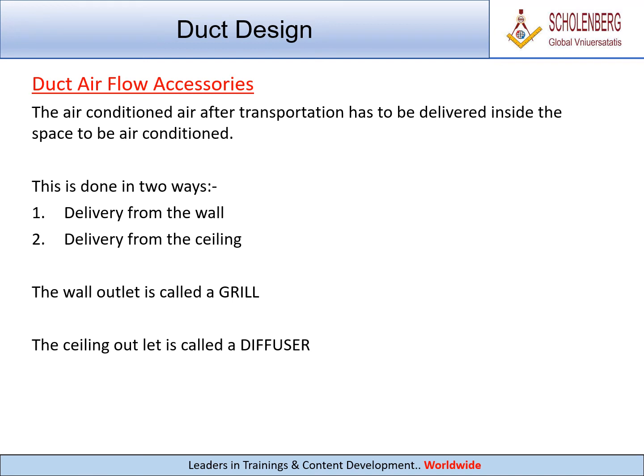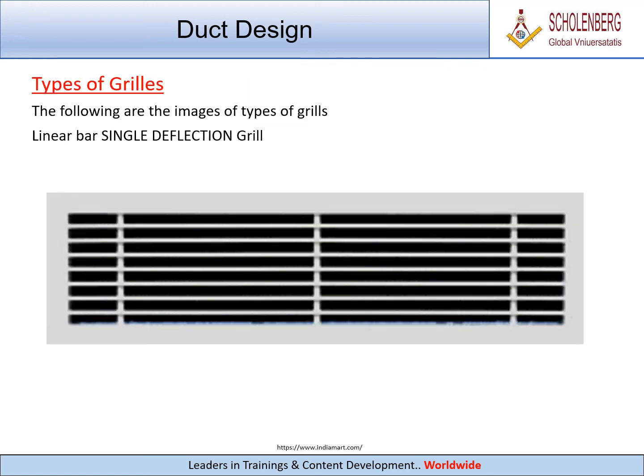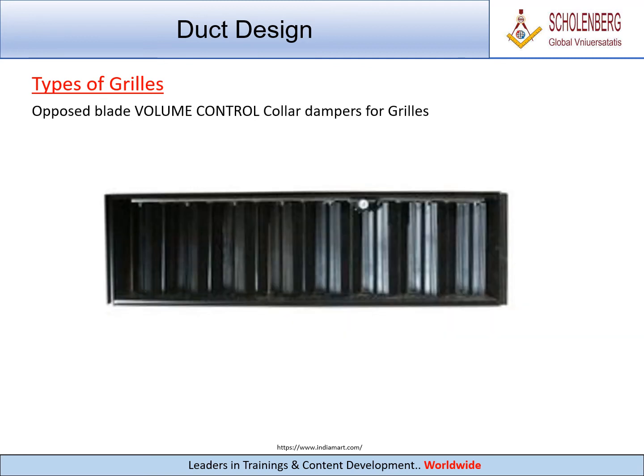1. Delivery from the wall. 2. Delivery from the ceiling. The wall outlet is called a grill. The ceiling outlet is called a diffuser. Types of grills. The following are the images of types of grills. Linear bar single deflection grill. Opposed blade volume control collar dampers for grills.